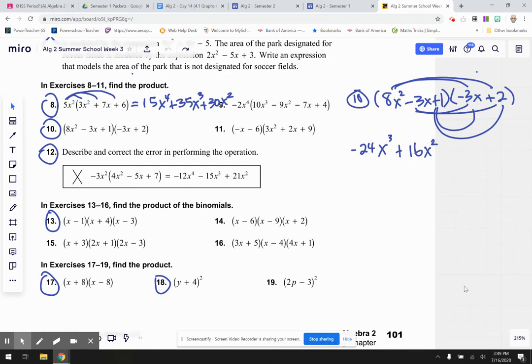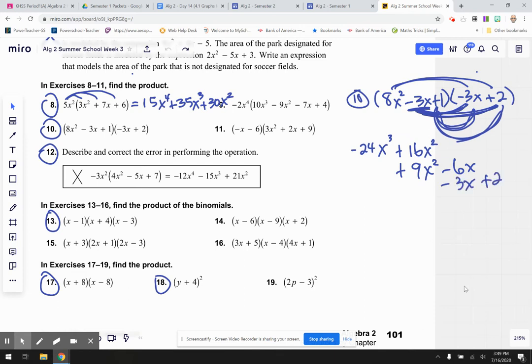8x squared times the +2 is 8 times 2 is 16, and you only have x squared. Now we'll take the second term, -3x, and distribute it to both. -3x times -3x is +9x squared. I'm going to put that under the other x squared because they're like terms. -3x times a +2 is a -6x. Now let's take the 1 and distribute it. When you distribute a 1, everything just stays the same, because 1 times a -3x is still -3x, and 1 times 2 is still 2.